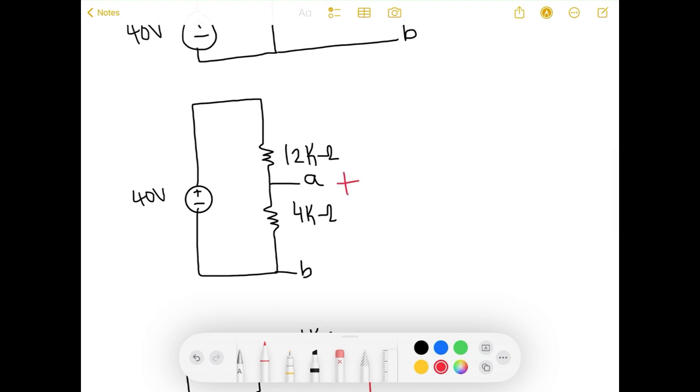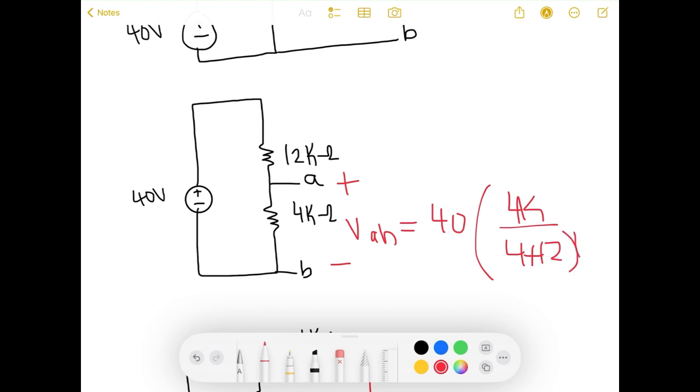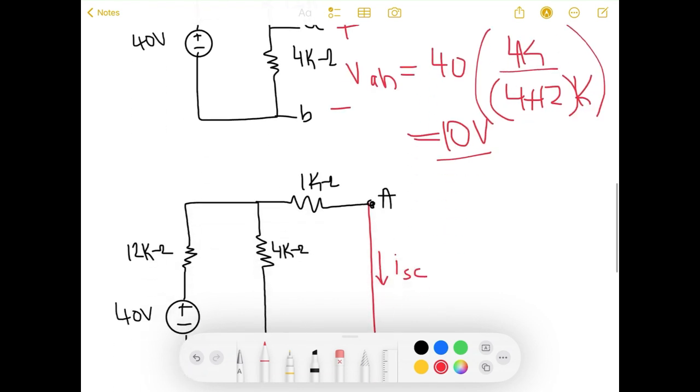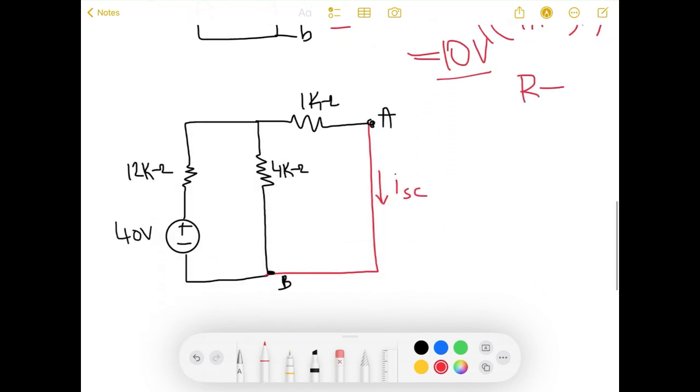How do I find V Thevenin, which is also the voltage drop VAB? I can simply use voltage divider rule. So what is my voltage source? 40 times my resistance, which is 4K, over the equivalent resistance 4 plus 12K. Plugging that in will give me 10 volts. My second step is calculating R Thevenin.